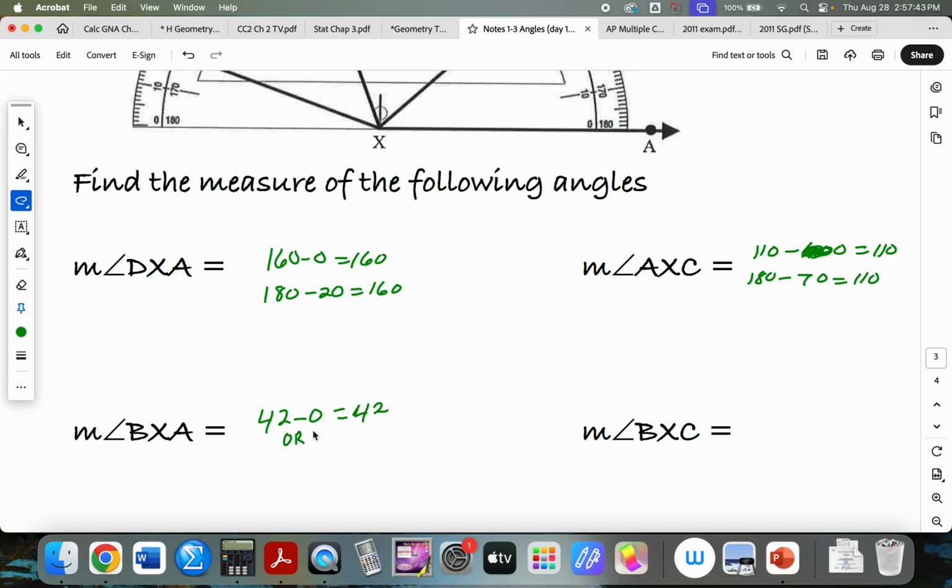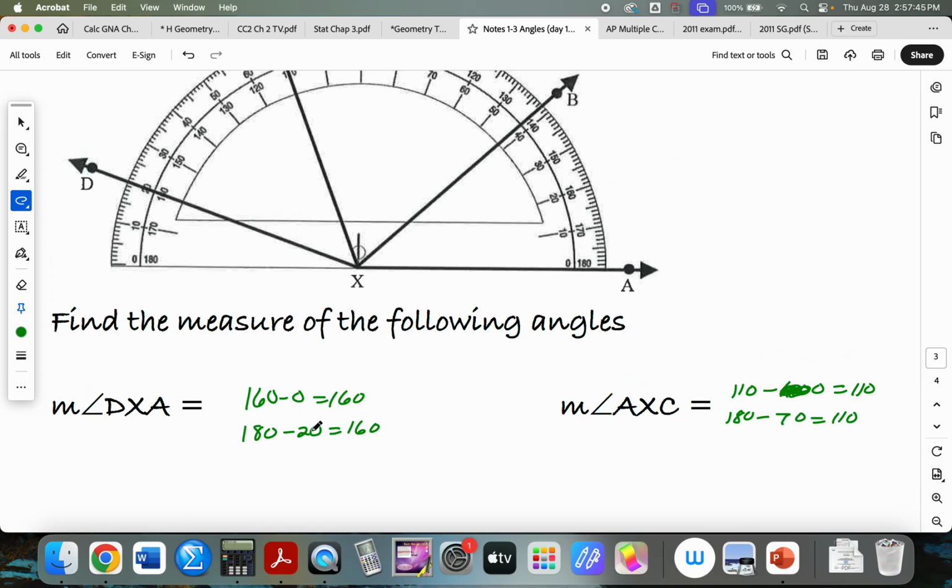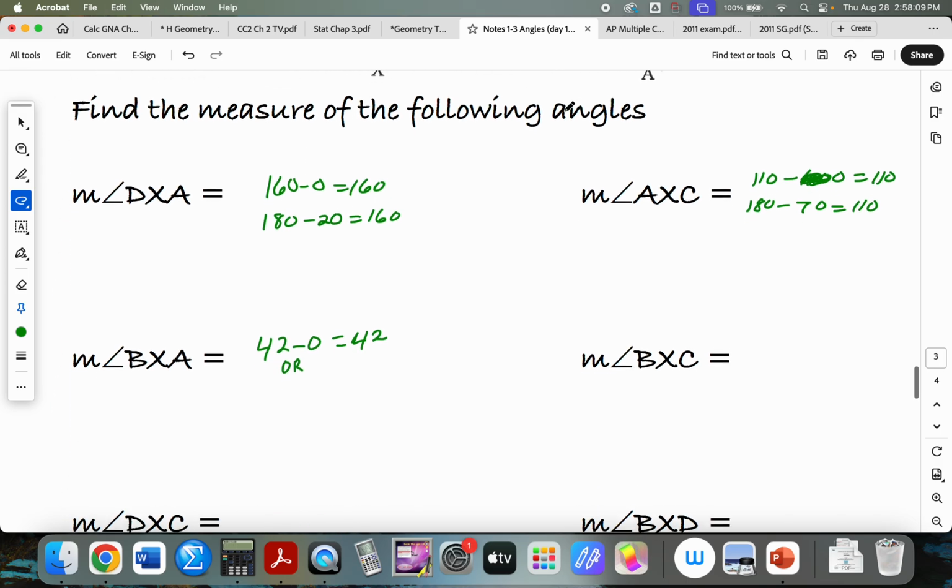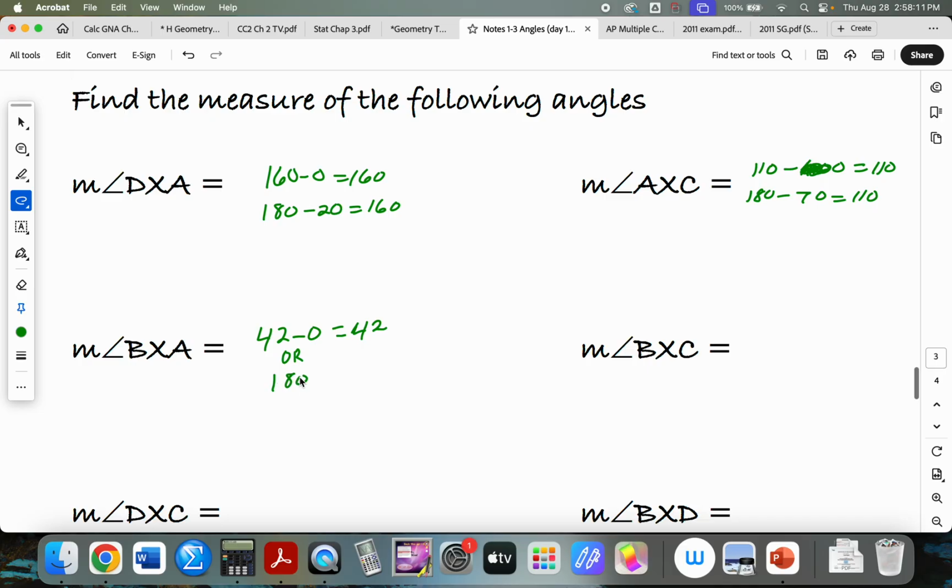Or, and you don't have to do both, I'm just showing you it works. If we do the outside scale, XA goes through 180. And this is where people sometimes get into trouble. They think that this is 142, but it can't be. It's between 130 and 140. So if you're 2 away from 140, where do you have to be then? 138. So we can do 180 minus 138. It's also 42.